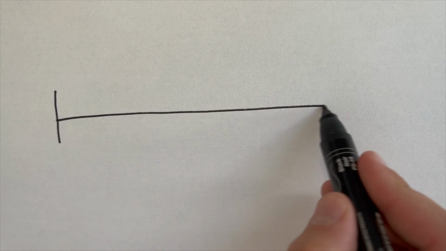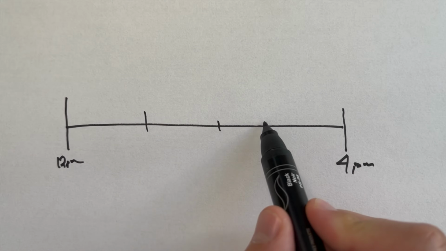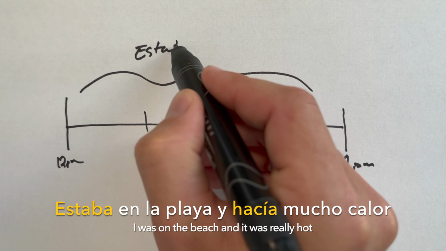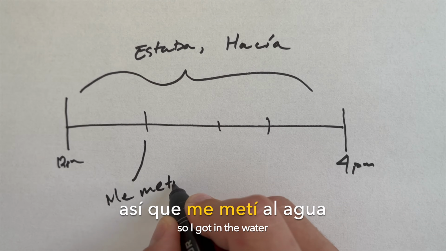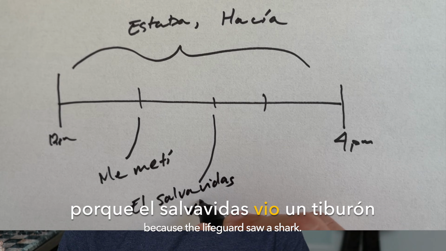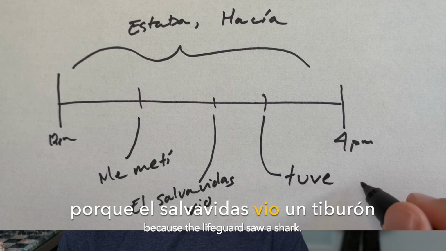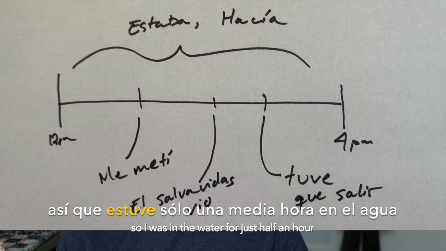Now let's take a different story, a different take on the same situation. Say you spent the afternoon on the beach, but this time you are telling somebody about your afternoon. A few more things are going on, a couple things interrupt what happened, and in general, there's just more to tell. In this case, we're going to mix up the 2 tenses. So you might start by saying, "Estaba en la playa y hacía mucho calor, así que me metí al agua. Estaba en el agua, pero tuve que salir porque el salvavidas vio un tiburón. Así que estuve solo una media hora en el agua."